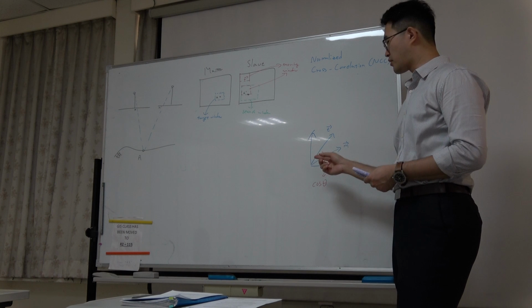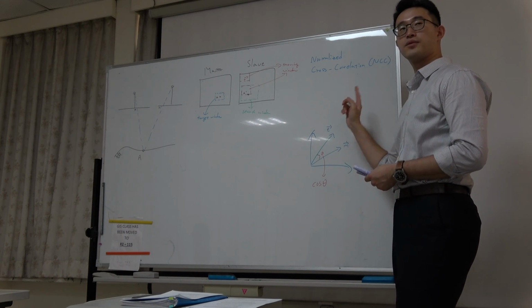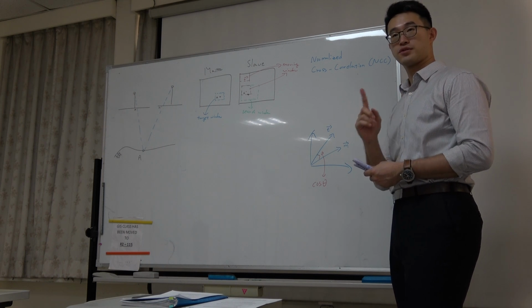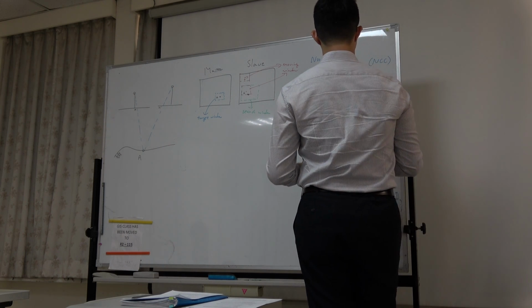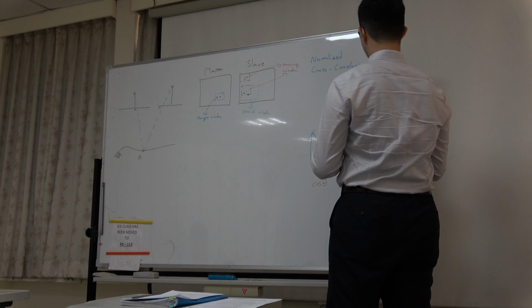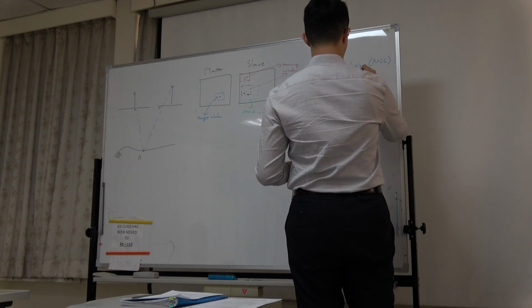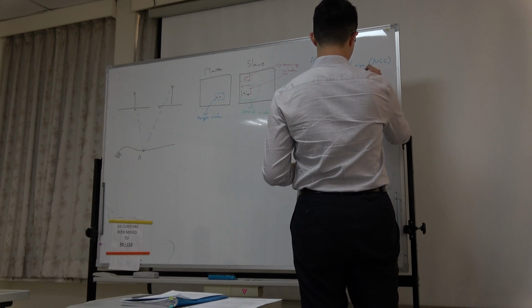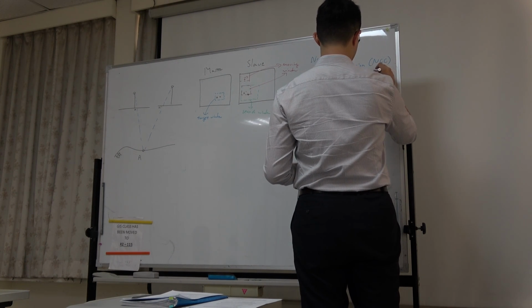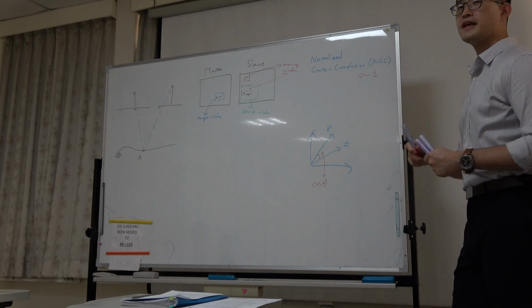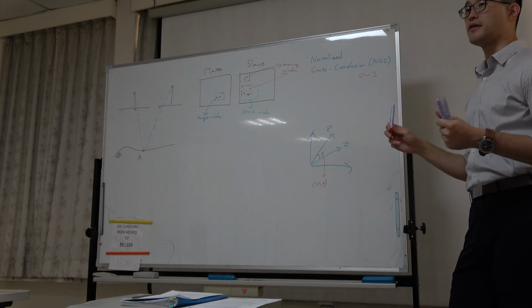And if you have a very small angle over here, then the NCC value will become closer and closer to 1. So in this case, usually when you calculate the NCC value, it is larger than 0 and up to 1. So if it's closer to 1, then that means these two windows are very similar.